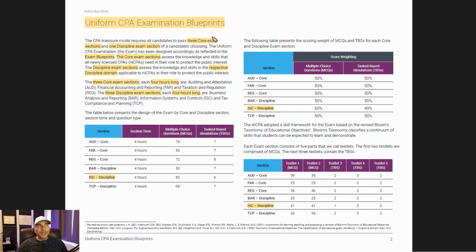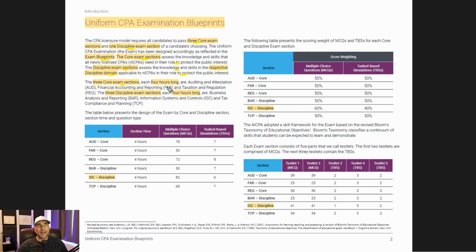So the CPA exam is comprised of 3 core exam sections and 1 discipline exam section. The Uniform CPA exam is designed according to the exam blueprints, which we're looking at now. The core exam sections assess the knowledge and skills that a newly licensed CPA needs in their role to protect the public interest, while the discipline exam sections assess the knowledge and the skills in the respective discipline domains applicable to CPA candidates in their role to protect the public interest.